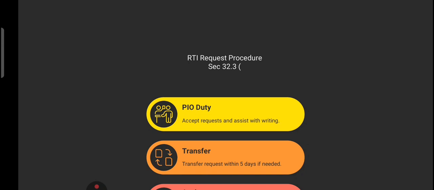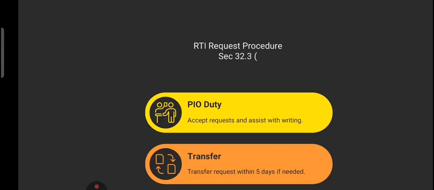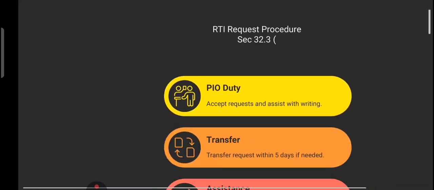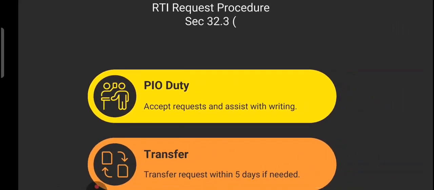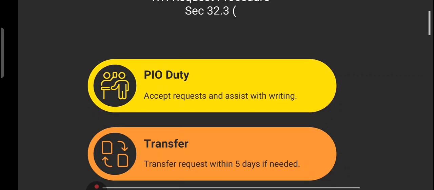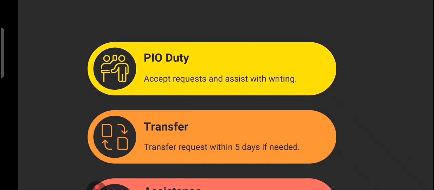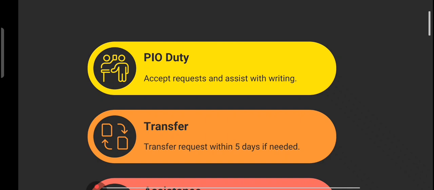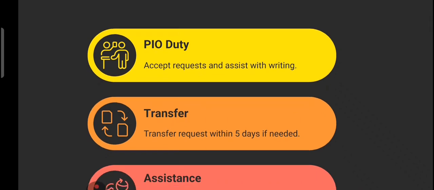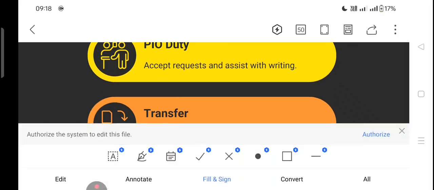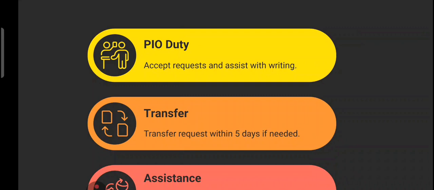So first of all, let's understand how to make a request under the RTI. The basics of RTI we have already discussed in unit number 31, I think. Now, RTI request: first of all, PIO. What is PIO? Public Information Officer. The PIO is our first point of contact. Their duty is to accept your RTI application and even help you write it if needed.